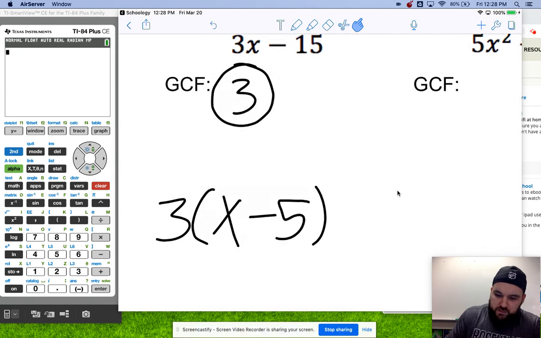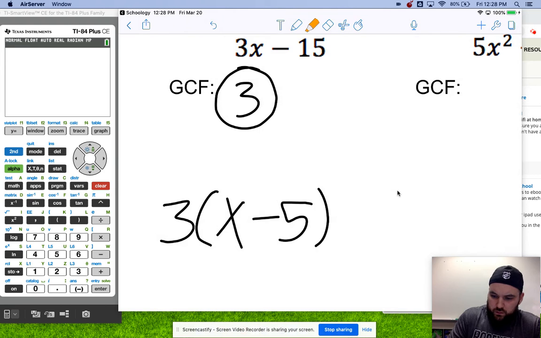Okay, another way to think about this is like division. 3x divided by 3. Well, 3 divided by 3 is 1. And then the x, we didn't mess with at all. Okay, and then 15 divided by 3 is 5. So that's where we get our answer.